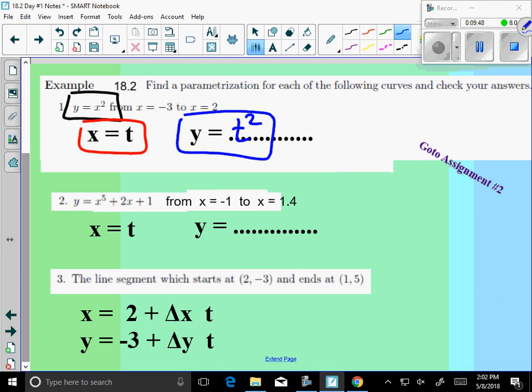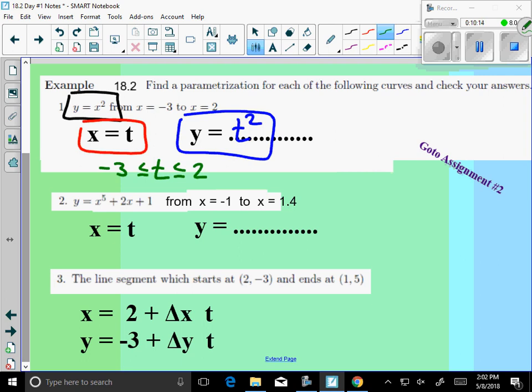What? That's too easy. Well, you're not done yet. You need parameters on t. What would the parameters on t equal? Yeah, negative 3 to 2 because t and x are the same. Will t and x always be the same? No, not all the time. But in that case, they're nice and easy. So we're just replacing t with x.